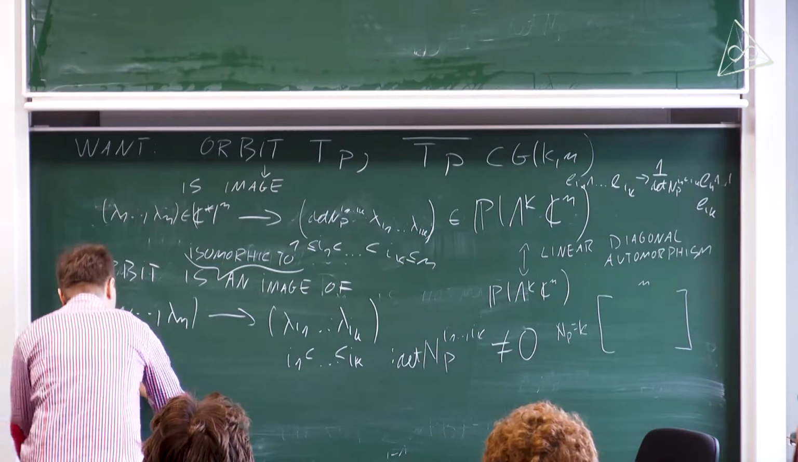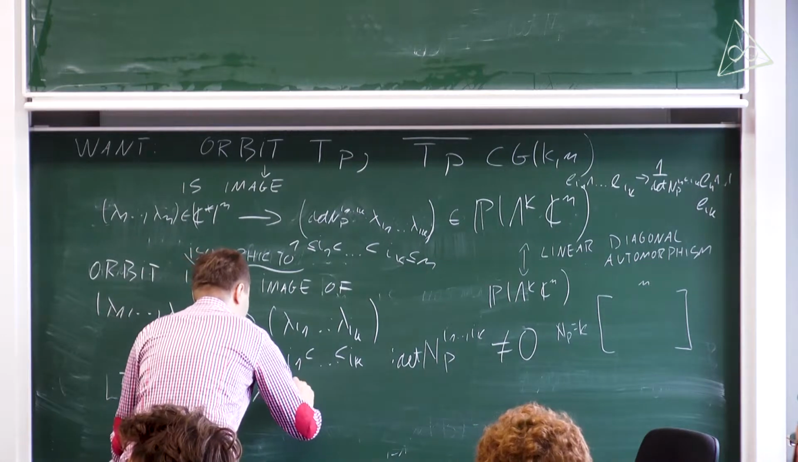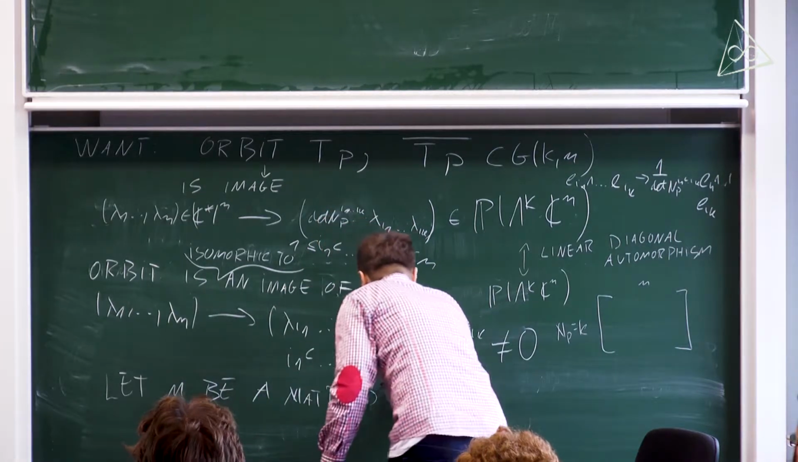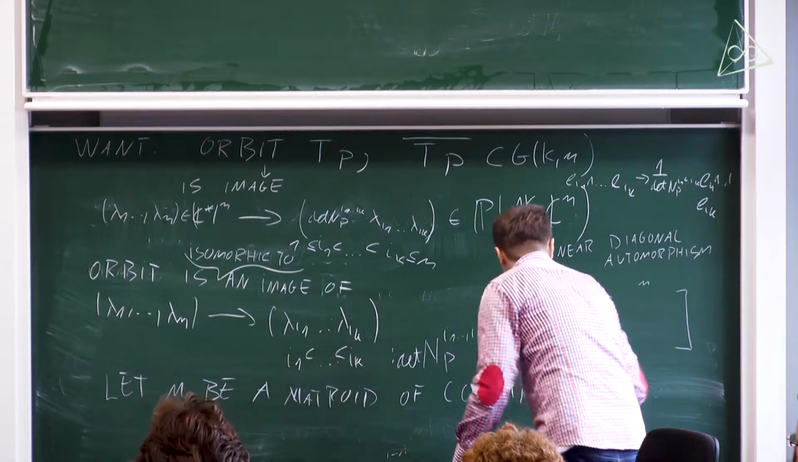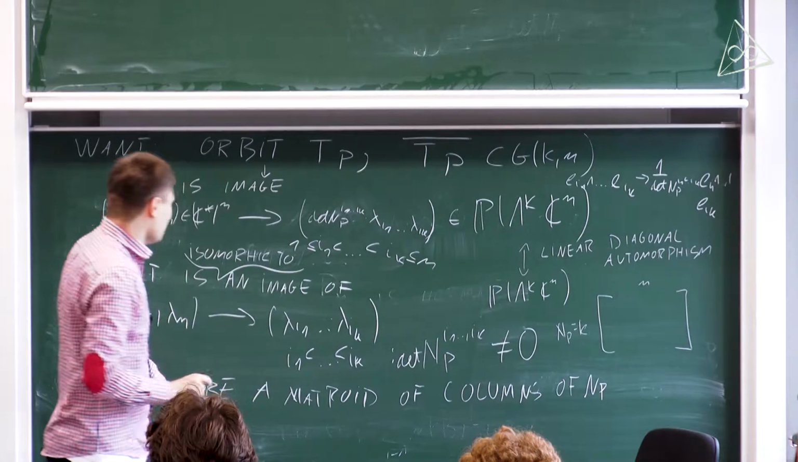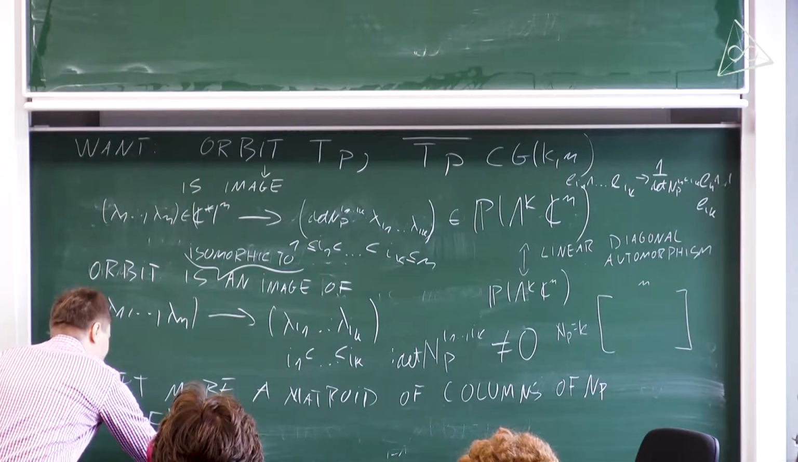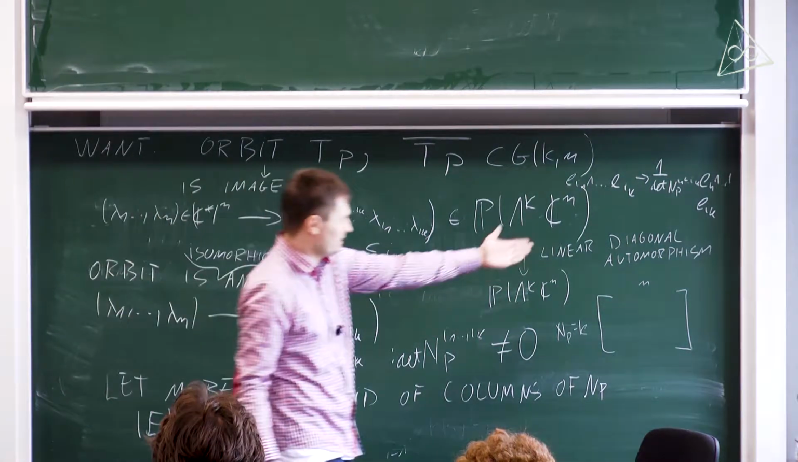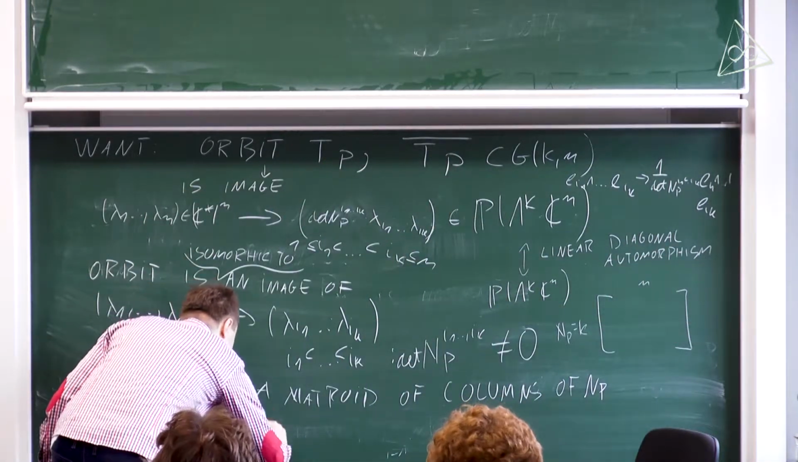So let's look at this matroid. Let M be a matroid of columns of NP. Okay, what's the cardinality of the ground set? Just to check if we are talking about the same matroid. It's n, because there are n columns. So every column gives us a point. What's the rank of this matroid?